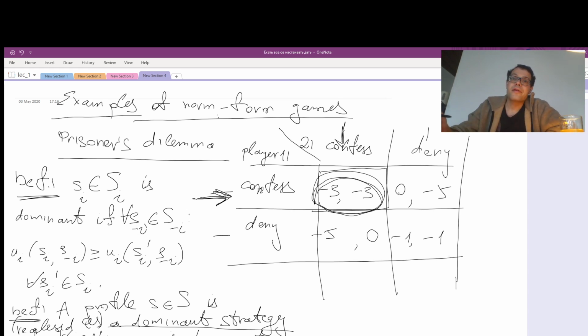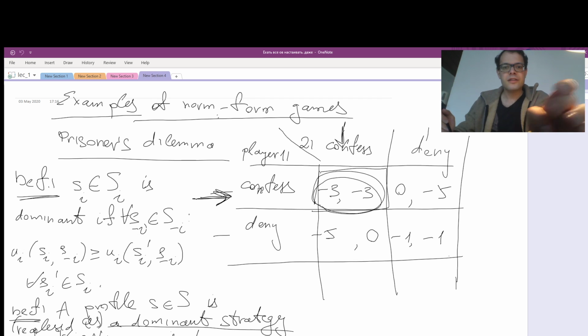By the way, an important case where people do play very, very egoistically, and that actually hits them back, is the so-called tragedy of the commons. Now, for two players, it's exactly the prisoner's dilemma. And what is the tragedy of the commons about? Let me delete the definition of dominant strategy, and I'll just speak about the tragedy of the commons.